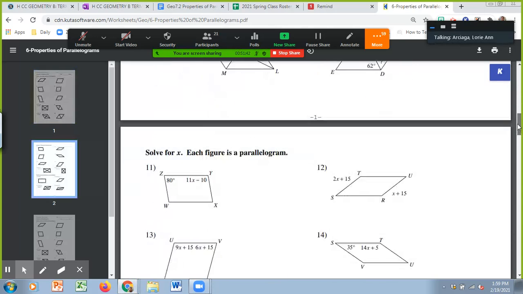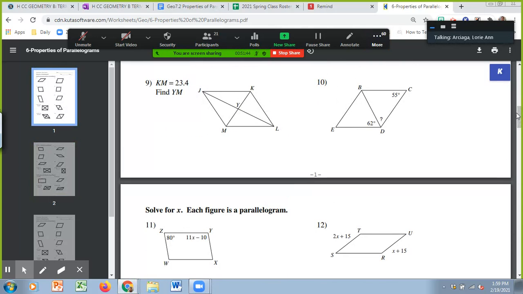Next. What's next? Oh, number 9. 23.4 for km. So you gotta split by 2. Yeah. Okay. Nice. Next. Number 10. You're gonna do the same trick we did in number 8.